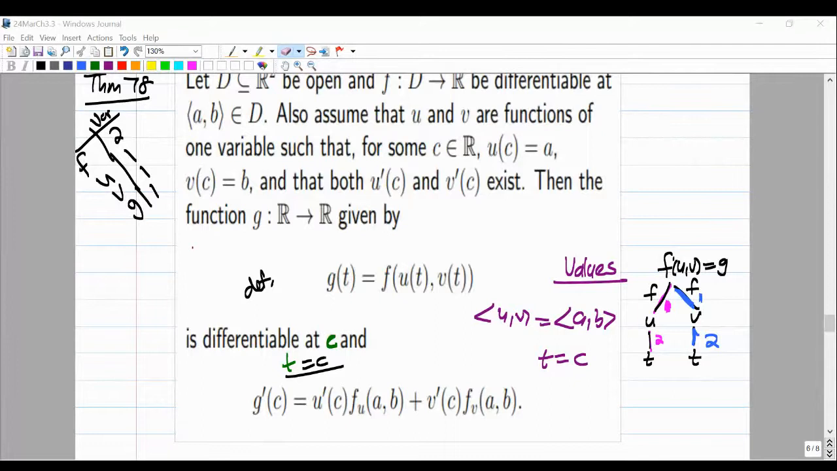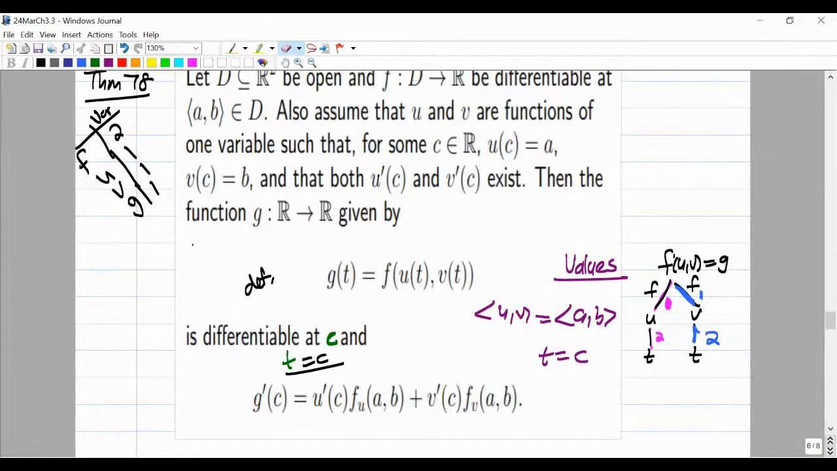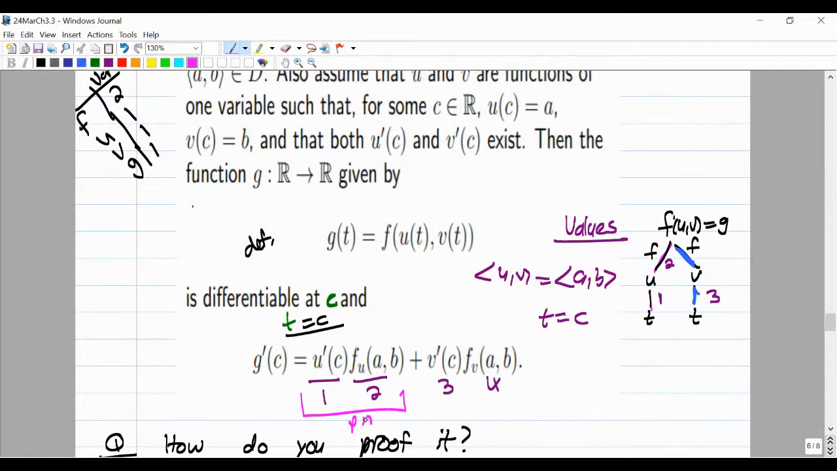So g'(c) is two branches. You have two branches happening. And I'm going to label the branches so that you don't get lost. The branch u(t) becomes this, because u'(c), this branch becomes this term. So you take f, you partially differentiate with respect to u, and you plug in the values on that level. The branch v(t) becomes this, and then that branch becomes this. So this is the pink part. This is the pink path.